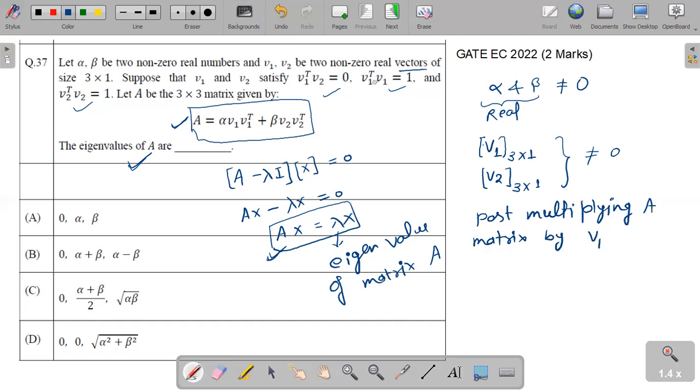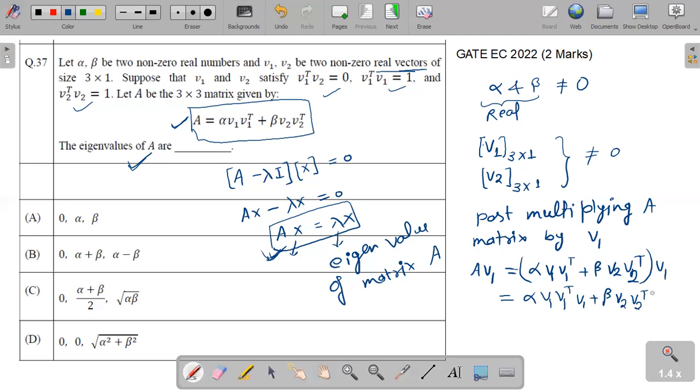So b1 is given as a non-zero real vector. So we are trying to make it in this form. So this becomes A b1, and we are multiplying as post. So this will become alpha b1 b1 transpose plus beta b2 b2 transpose, and we are post-multiplying by b1. So this will become alpha b1 b1 transpose into b1 plus beta b2 b2 transpose b1.